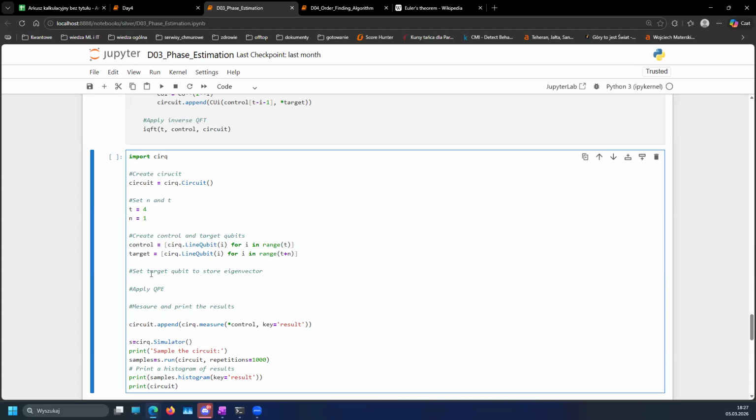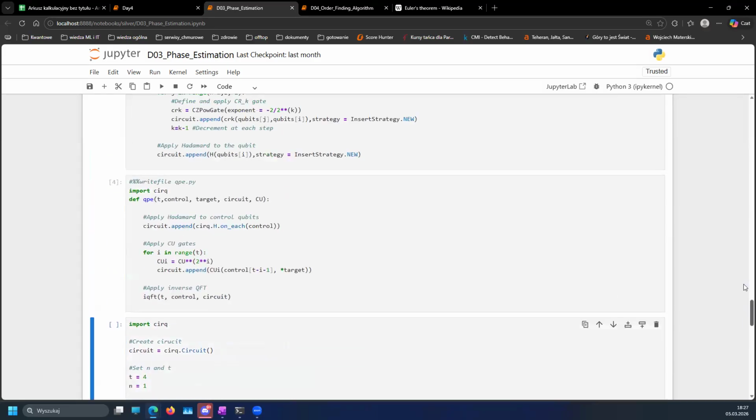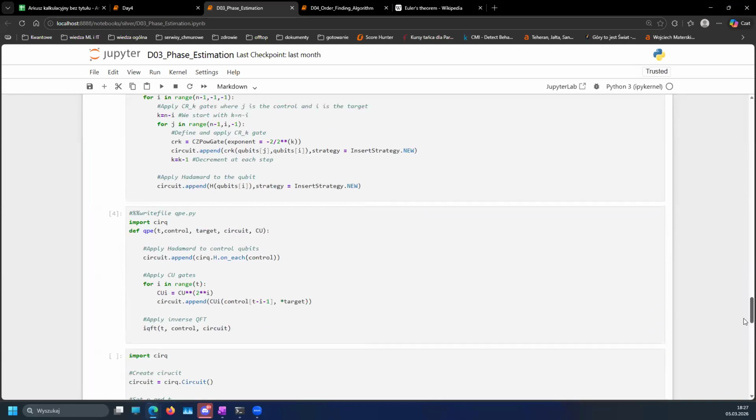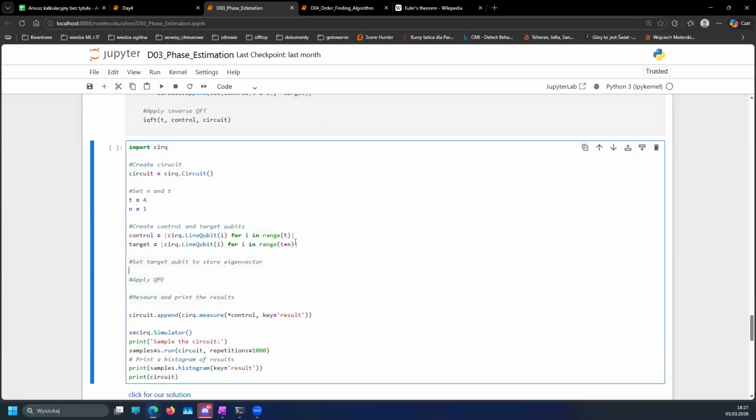And then we need to set the target qubit to store the eigenvector. So we need to prepare our input state. As we have read in the task, the eigenvector is equal to ket 1. And since our qubit in the target register is initialized in the state ket 0, we need to convert it to ket 1 simply by using the X gate. So circuit append X, to make it clear on each target.